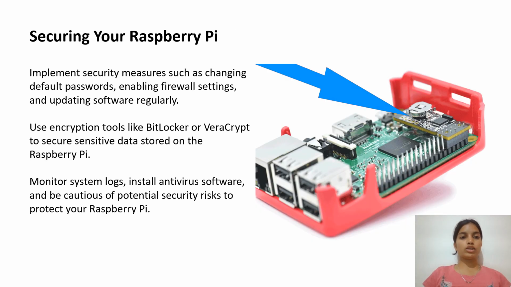In this slide, we'll look into securing the Raspberry Pi. First, we have to implement security measures such as changing default passwords, enabling firewall settings, and updating the software regularly. Use encryption tools like BitLocker or VeraCrypt to secure sensitive data on the Raspberry Pi. Monitor system logs, install antivirus software, and be cautious of potential security risks to protect your Raspberry Pi applications.